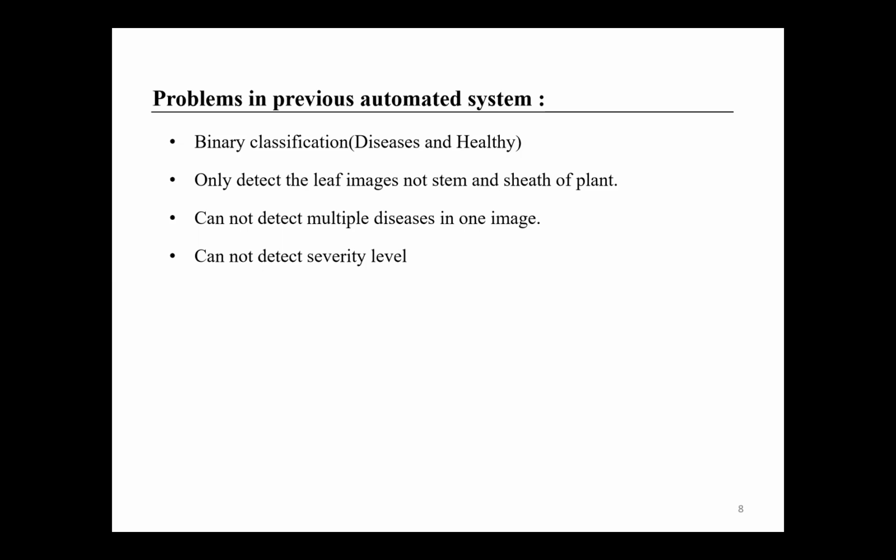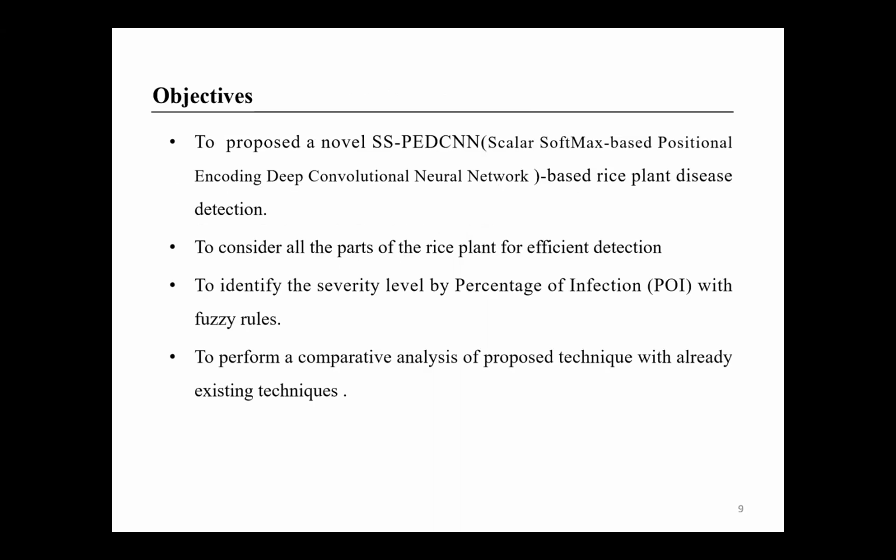Previous work only detects the leaf images, not the stem and sheath of the plant, and it cannot detect multiple diseases in one image. Also, not much work is done on the severity level. So we have proposed a circular softmax based positional encoding deep convolution neural network based rice plant disease detection, to consider all the parts of the rice plant for efficient detection, to identify the severity level by percentage of infection without fuzzy rules, and to perform a comparative analysis of the proposed technique with the already existing techniques.